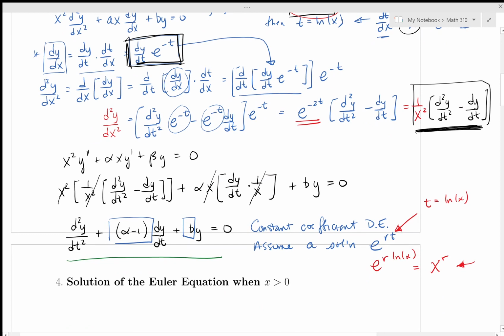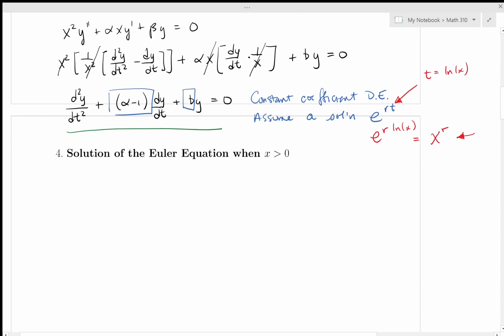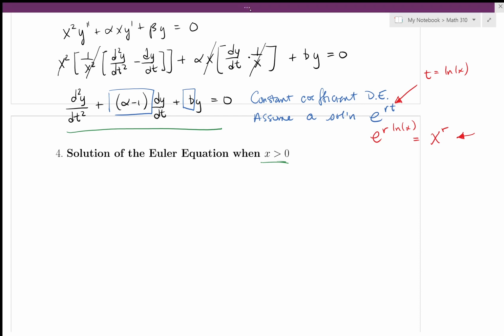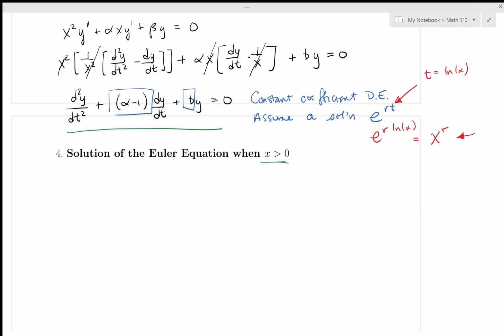Okay, with that justification, we are going to now solve the Euler equation, and we're going to start out here with x greater than 0. That's just to make our lives easier when we start talking about x to the r, and then we'll fix the problem later in terms of what to do when x is less than 0. Okay, so we have the Euler equation. Here it is: x squared y double prime plus alpha x y prime plus beta y is 0.